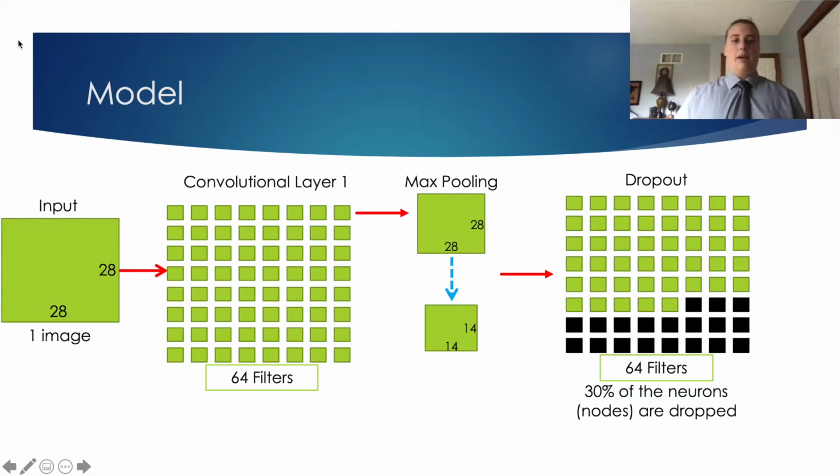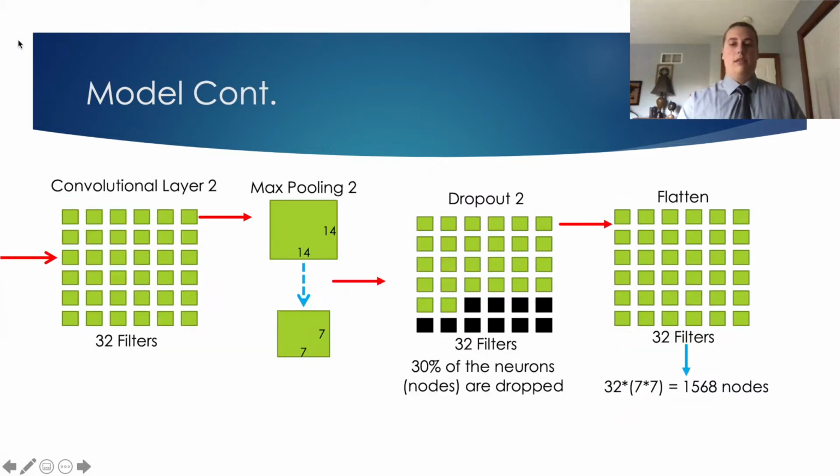Okay, so here's my model. In this case, I used Fashion MNIST, so the image is 28 by 28. I moved on to a convolutional layer with 64 filters, passed that into a max pooling layer, which put the image down to 14 by 14. And then I used dropout, so it dropped 30% of the neurons. Continuing on, I moved it to a convolutional layer again with 32 filters instead, then a max pooling, which put the images down to 7 by 7. I dropped again 30% of the neurons, and then I flattened those images.